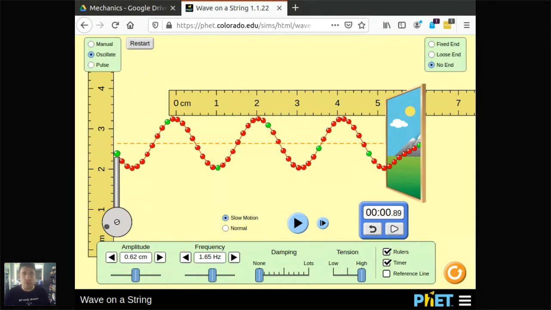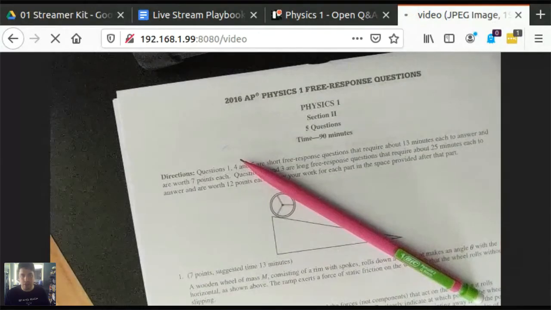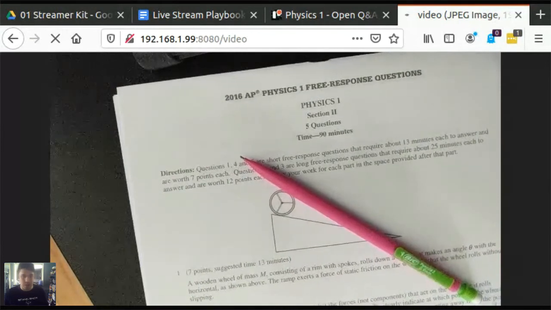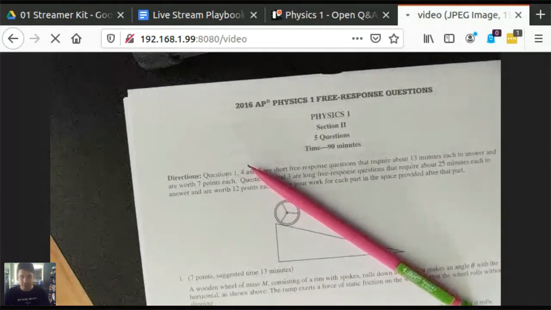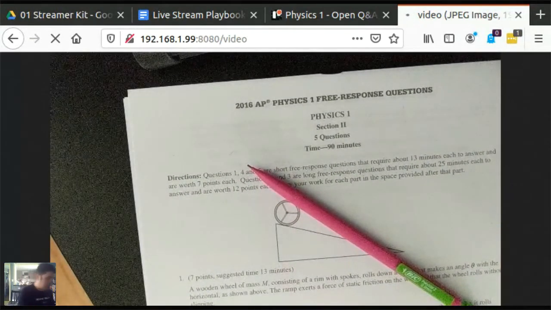Hopefully that'll work. Okay, so you're sharing the whole thing there. I guess it'll work. Ignore the website on there. That's not important. What's important is in the box right here. We've got a free response question, hopefully.